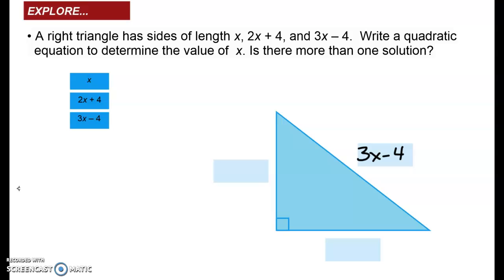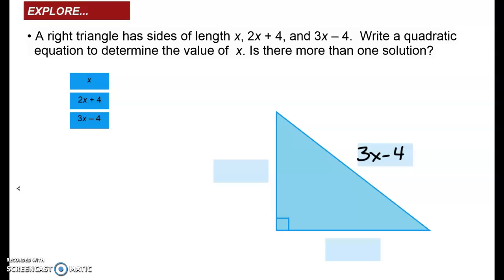Well, when we look at these side lengths, and I have written in one hypotenuse already, we do not know which length is going to be the hypotenuse. We know that the hypotenuse has to be the longest side on a right triangle. But we're not sure, just from looking at our options, whether the 2x plus 4 would be longest or the 3x minus 4 would be longest. There's different values of numbers.